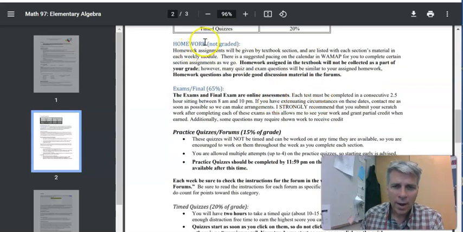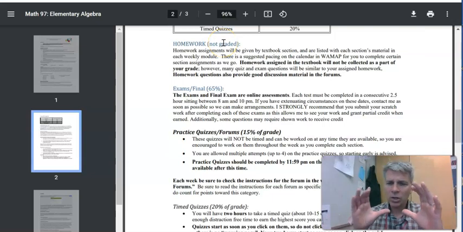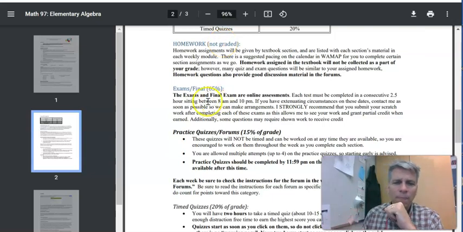Breakdown of grades, that sort of thing. The homework, it's not graded. That's the assignment that I showed you, the exercises to do. Exams and finals, these are both online. Each test must be completed in a consecutive 2.5 hour sitting. So you get 2.5 hours to get it done.